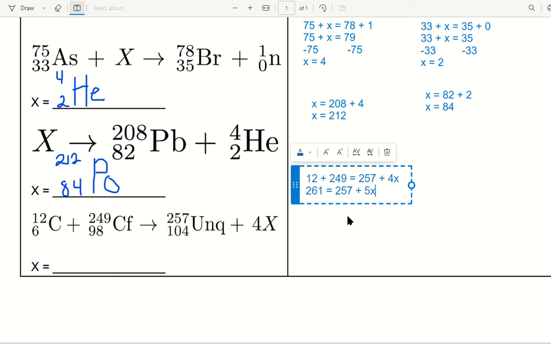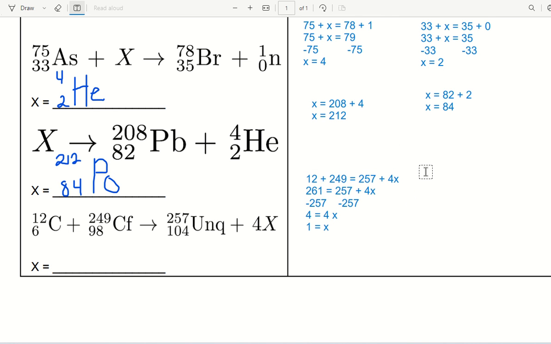257 plus 4x. Oops, 4x. Minus 257 from both sides. All right, minus 257 from that side. And I'm going to get 4 equals 4x. Well, then what do we do? I'm going to divide both sides by 4. And I'm going to get 1 equals x. Hopefully that makes sense.